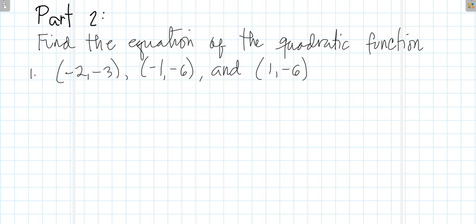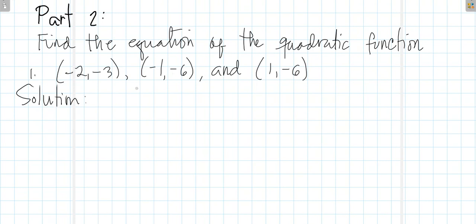Okay, class. So this is part 2 of your review. Find the equation of the quadratic function given 3 points: (-2, -3), (-1, 6), and (1, -6). Okay, so this is now the solution.